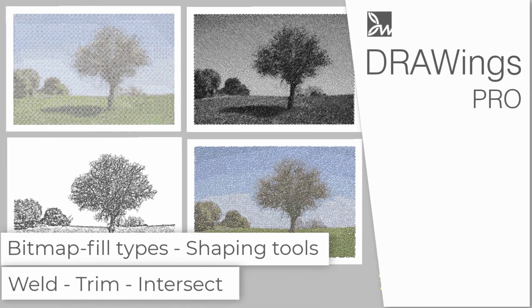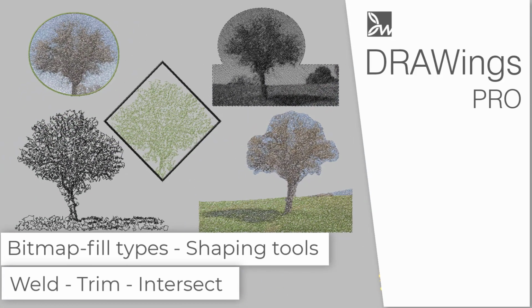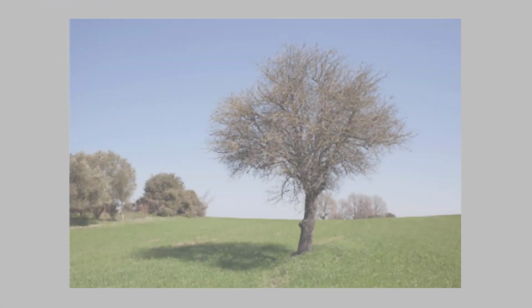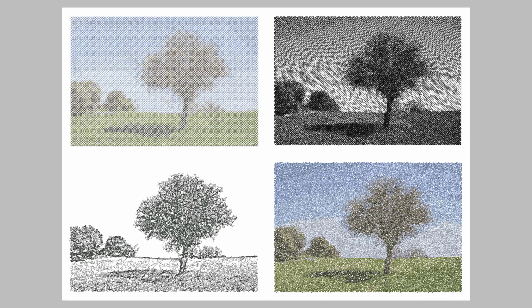In this video, we'll show you how to use the shaping tools for images with any bitmap fill type: cross stitch, photo stitch, paint stitch, or sketch. Whenever an image is imported and converted into any bitmap fill type, by default it is automatically framed into a rectangular area.